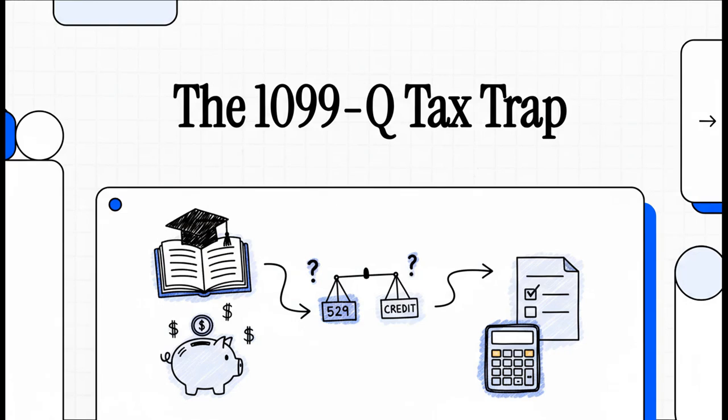Welcome to The Explainer. Today, we're doing a deep dive into one of the most common and, frankly, most frustrating tax issues for families paying for college. It's a problem that comes from a good place, right? You're using a tax-advantaged 529 plan and claiming a valuable tax credit. But, as we're about to see, the rules that connect them are incredibly specific.